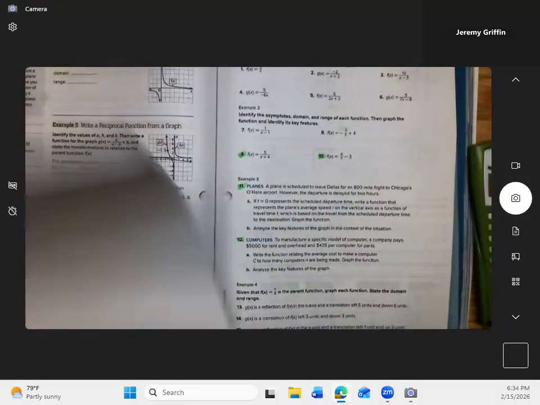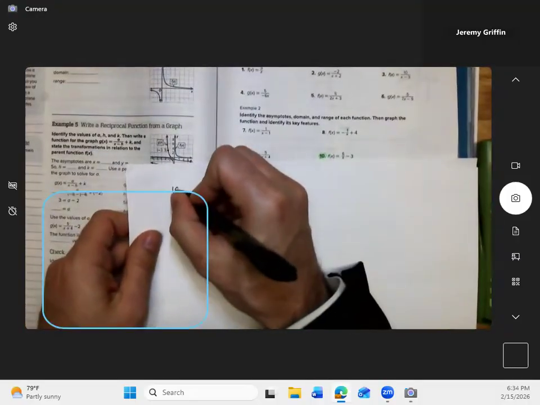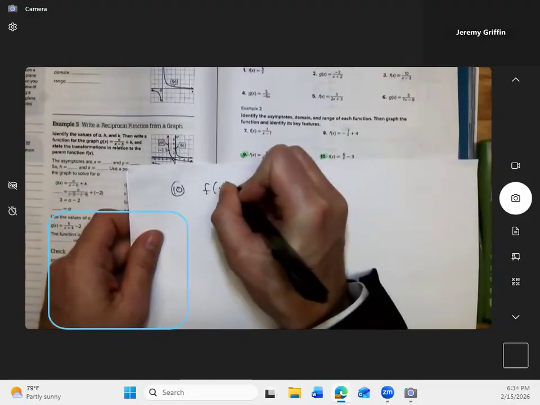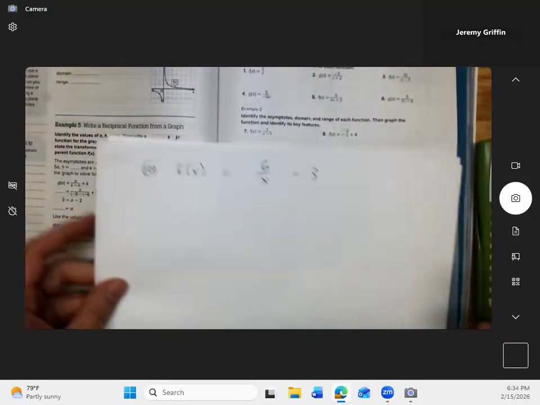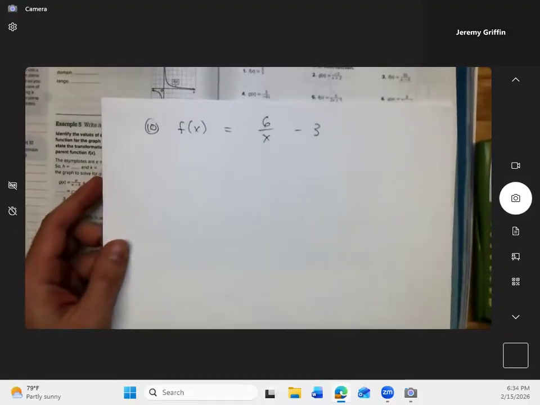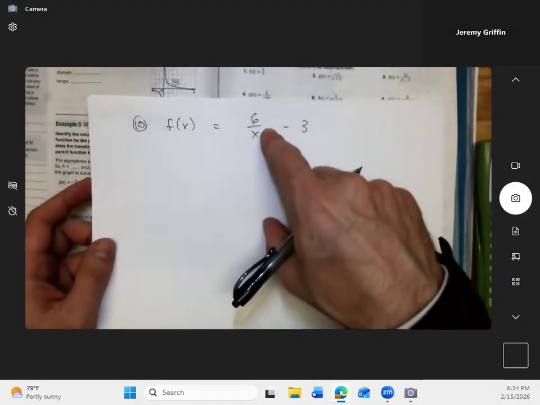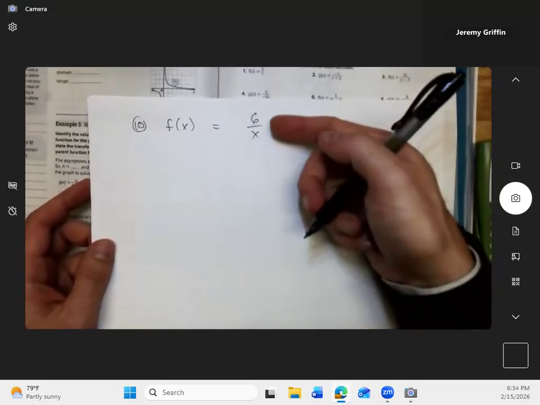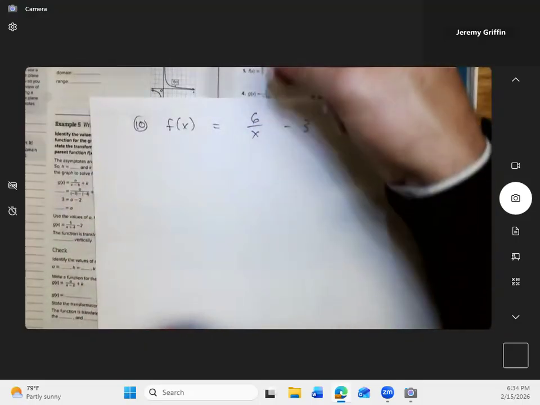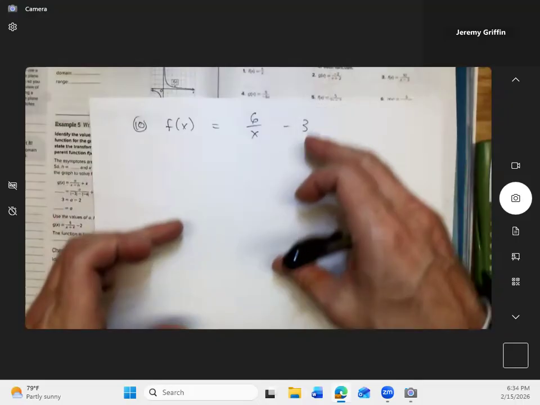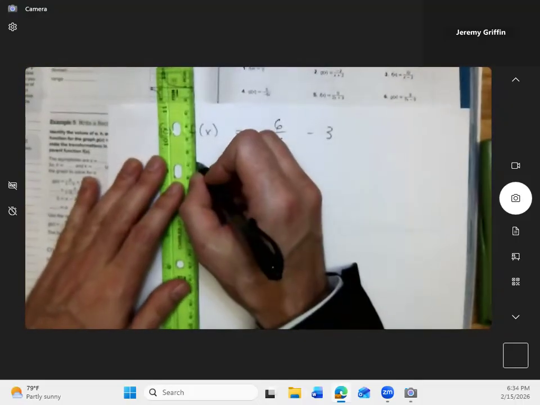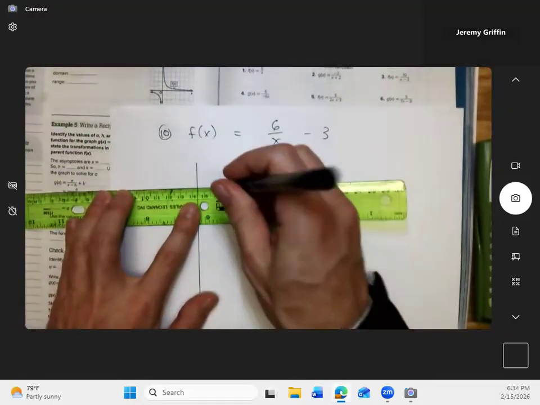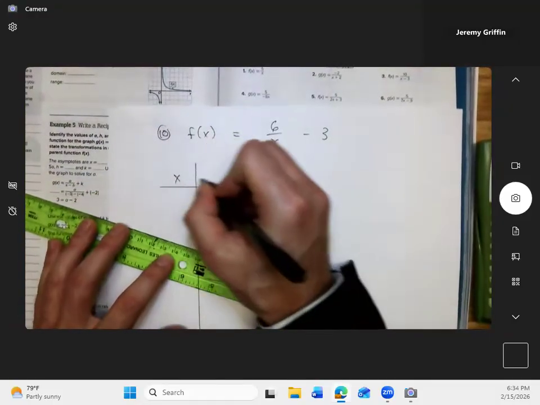Number 10. f of x is 6 over x, and the whole thing minus 3. So this kind of reminds me of transformations. If you took 1 over x as a parent function, you could stretch it vertically by a factor of 6, then shift the whole thing down 3, like that. Or let's get a table of values and plot some points, x, y.